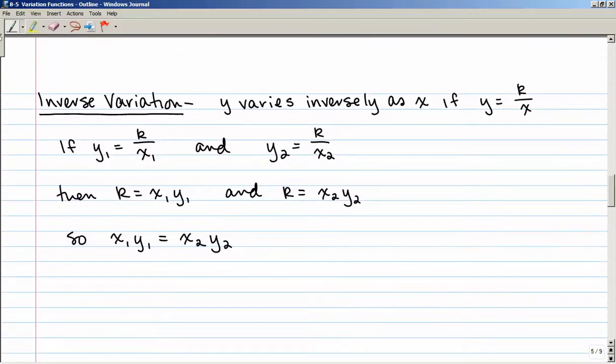The third type of variation is called inverse variation, and it says that y varies inversely as x if y is equal to k over x. So if, given 2 sets of values, y1 equals k over x1 and y2 equals k over x2, solving each of those equations for k by multiplying both sides by x, I get that k equals x1 y1 and k equals x2 y2. Since k is equal to k, then x1 y1 equals x2 y2.